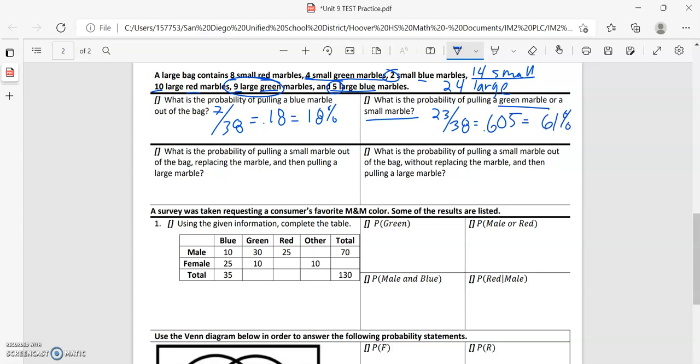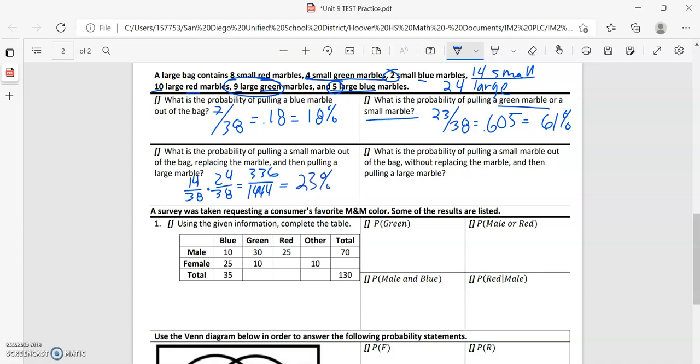What's the probability of pulling a small marble out of the bag, replacing it, and then pulling a large marble? So we're going to have a multiplication problem here. A small marble is 14 over 38, and a large is 24 over 38. 14 times 24 is 336, and 38 times 38 is 1444. 336 over 1444, and the calculator gives us 0.23 or 23%.